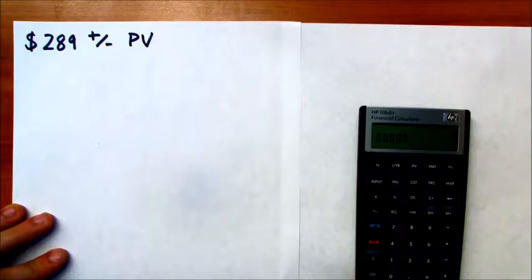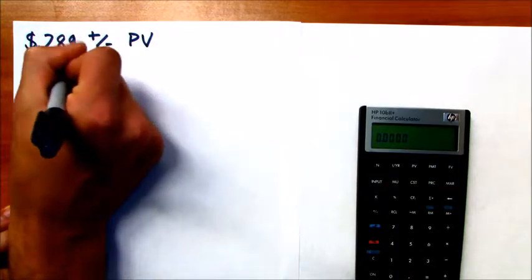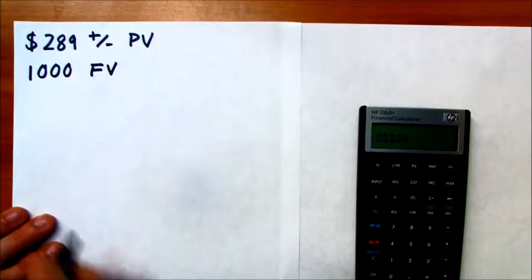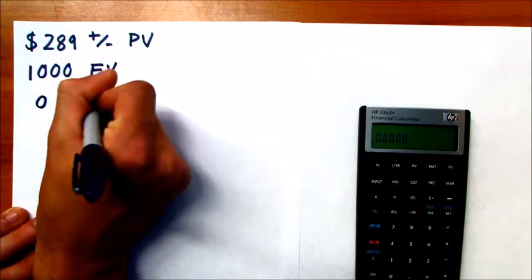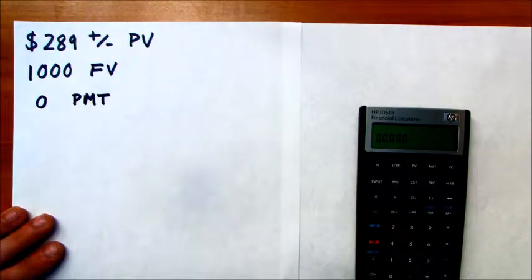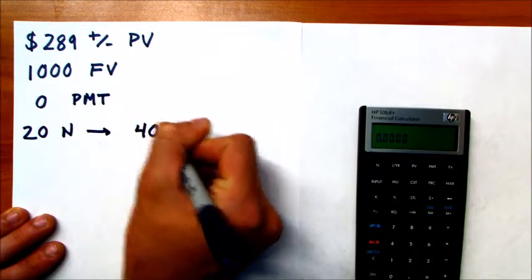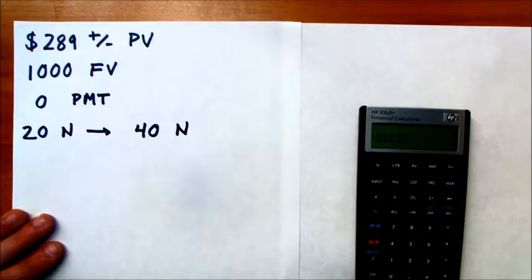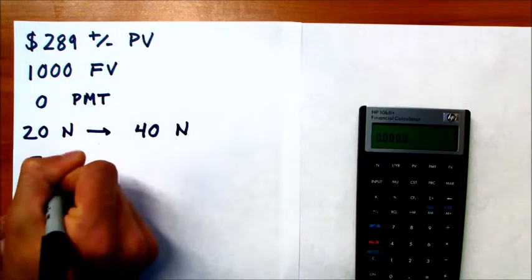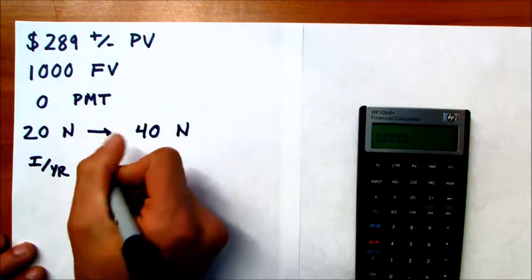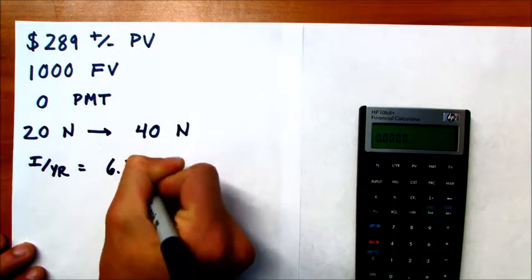Recognizing that this is a $1,000 future value, and since it is a zero coupon bond, the payments per year are 0. It states that there is 20 years for the bond until maturity, so this is recognized as 40N. Now we are solving for interest per year. After the necessary calculations, we recognize that the interest per year is 6.3%.